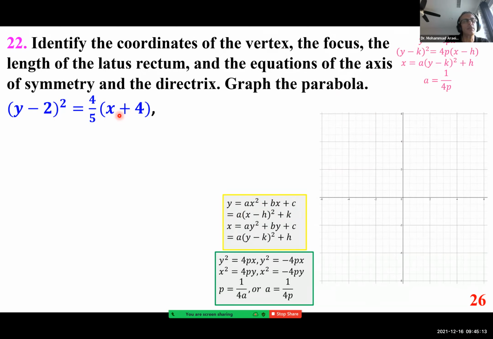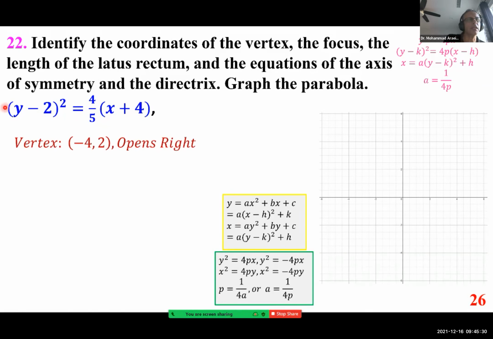The location of the vertex: x plus 4 equal to 0 makes this negative 4, y minus 2 equal to 0 makes this 2. So the vertex is located at (-4, 2), and it opens to the right. You don't see any negative number. If you have a negative number here or here, doesn't matter which way, then it opens to the left. So the first thing is, because y has degree 2, it opens sideways. So if it opens to the right, you can locate the vertex here.